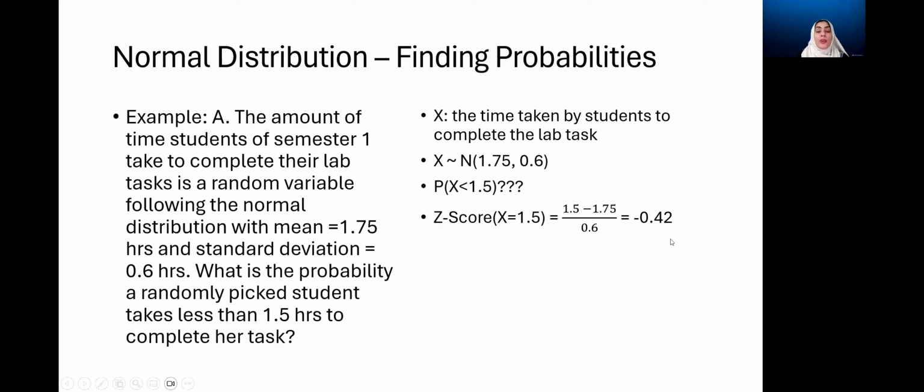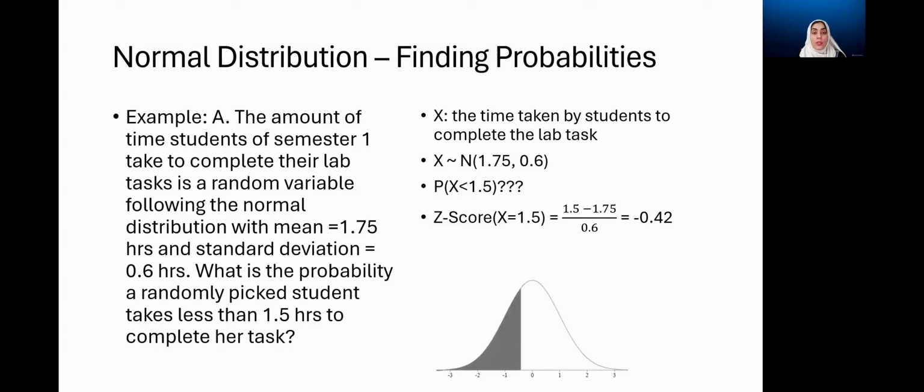Here we get minus 0.42. And why we have a minus is because we're working with a value which is less than the mean. So it is towards the left of the mean. The mean of the standard normal distribution is 0. Any value which is to the left of it is negative.